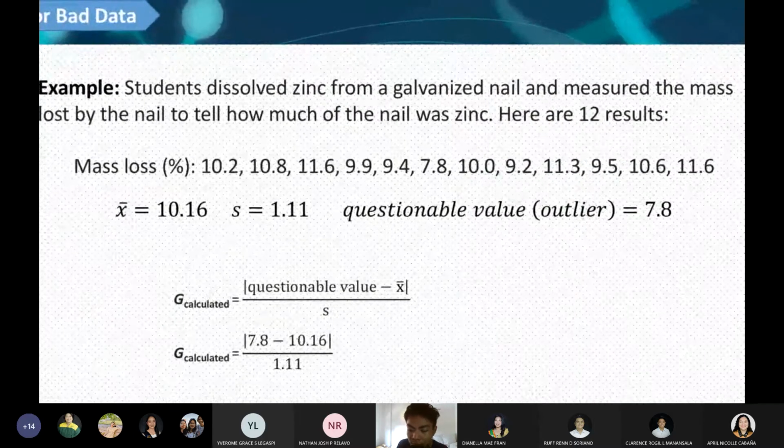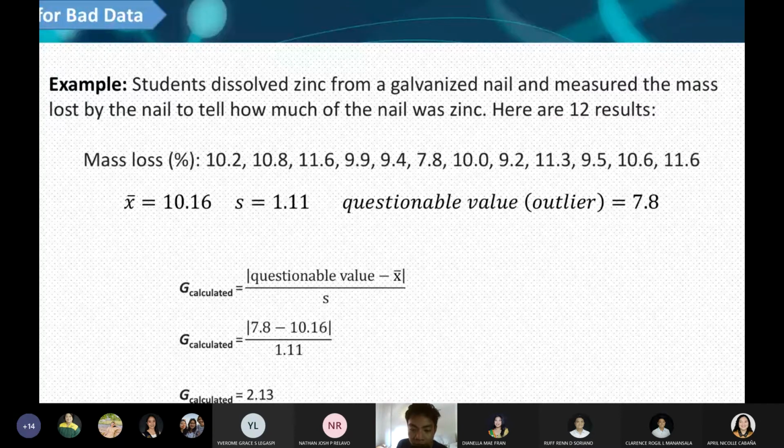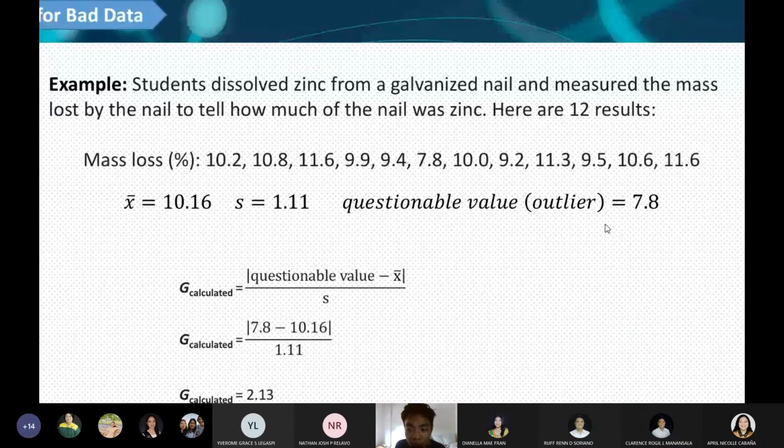Okay, so suppose we have this measurement. Okay, so may 12 data points tayo. So hanapin daw natin if there is an outlier or not, no? So ang usual na ginagawa namin dito is you arrange your data points from lowest to highest so that you will see the lower end and the upper end, no?